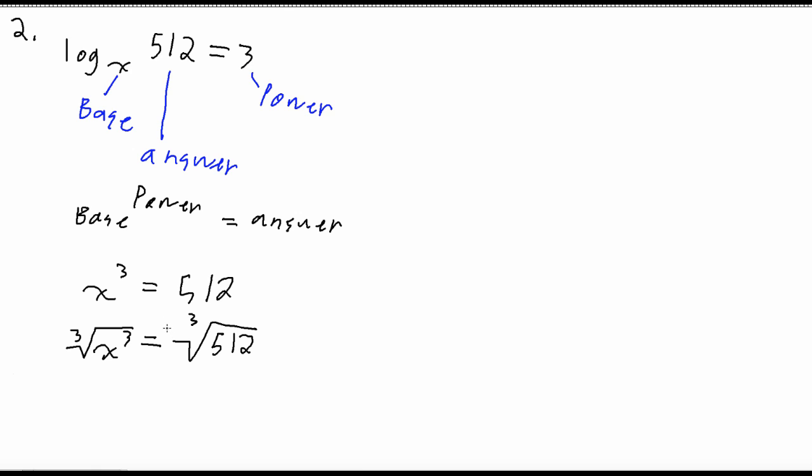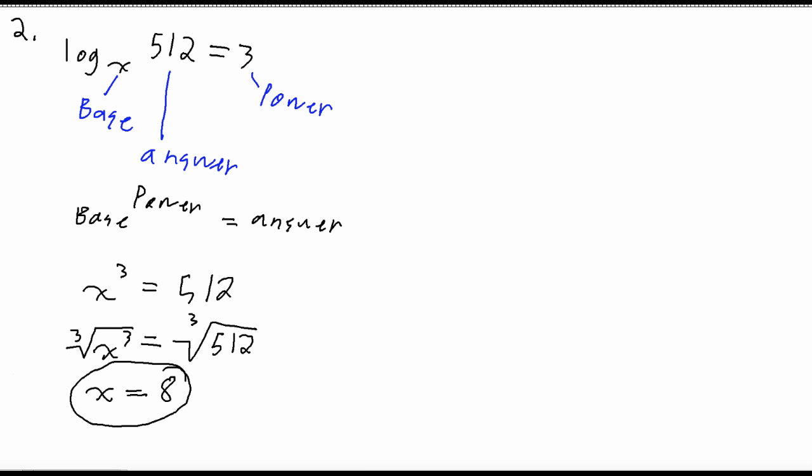You might ask why I didn't put a positive or negative in front of this term. Well, that's really an answer for another video, but suffice it to say that this is an odd number. And for odd number roots, you don't have to put positive or negatives in front of it. For even number roots, you do have to put positive or negative in front of it. So, the cube root of x cubed is just x. And the cube root of 512 is 8, because 8 to the third power equals 512. So this is our answer to problem number 2.